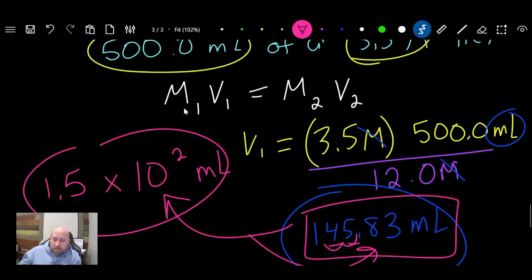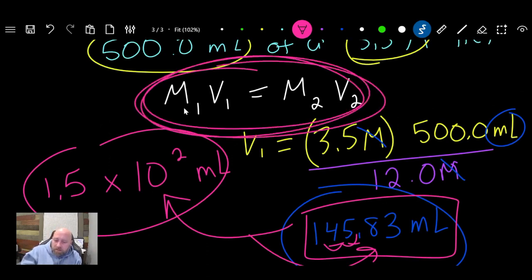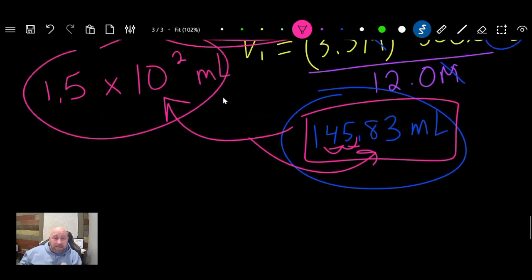How are you going to solve that? Well, this is the only thing that you can solve it with right there. M1 times volume 1 equals M2 times volume 2. Set it up into an equation, move it over to the other side, do the division, whatever you need to do. Boom, it's going to kick you out an answer.